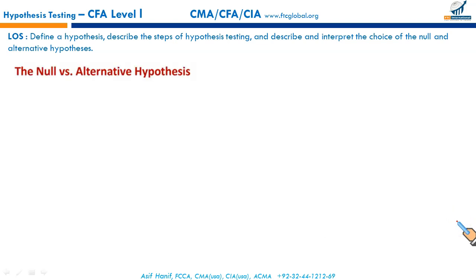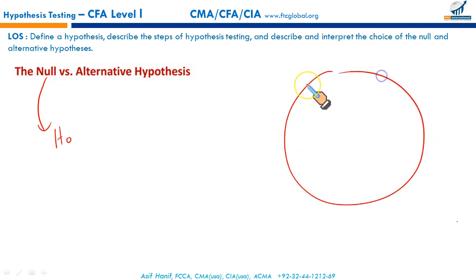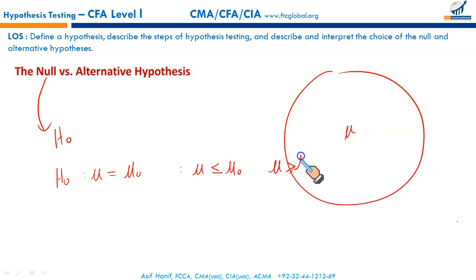Next, null versus alternative hypothesis. Okay, what is null hypothesis? Null hypothesis is denoted by H0. This H0 basically represents the current state of knowledge about the population parameter. Now this is your population, and let's say this is the population mean. So our null hypothesis H0 could either be that mu is equal to mu naught, or mu is less than equal to mu naught, or mu is greater than equal to mu naught.